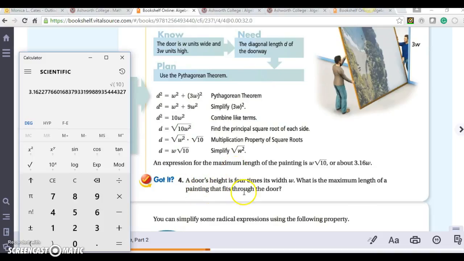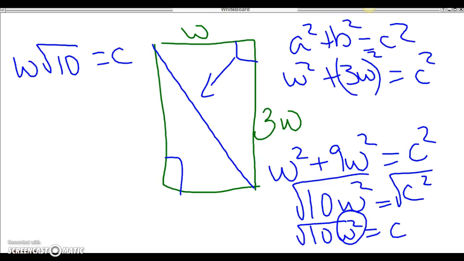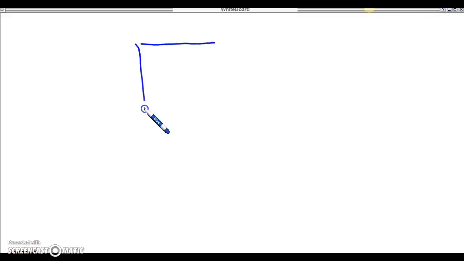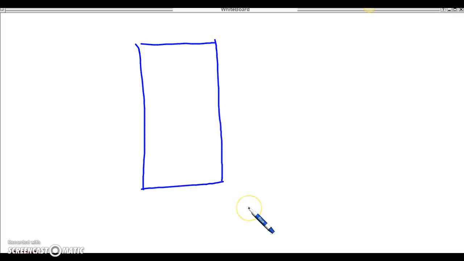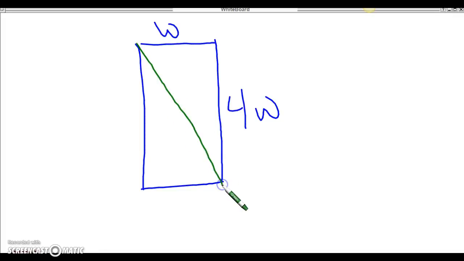Alright, it says the door's height is 4 times its width. What is the maximum length of a painting that fits through the door? So same problem basically. So the height is 4 times the width. And I want to find this diagonal again. So I'm going to use the Pythagorean theorem again.